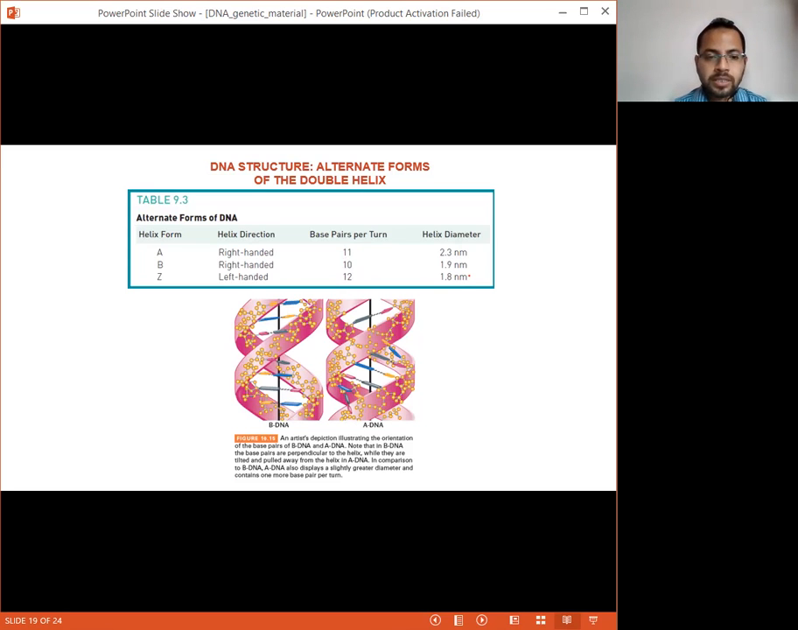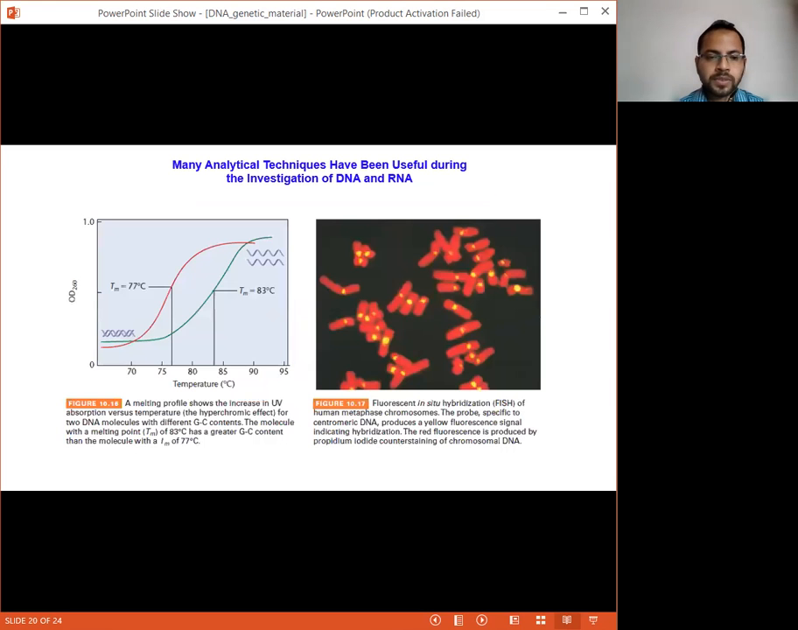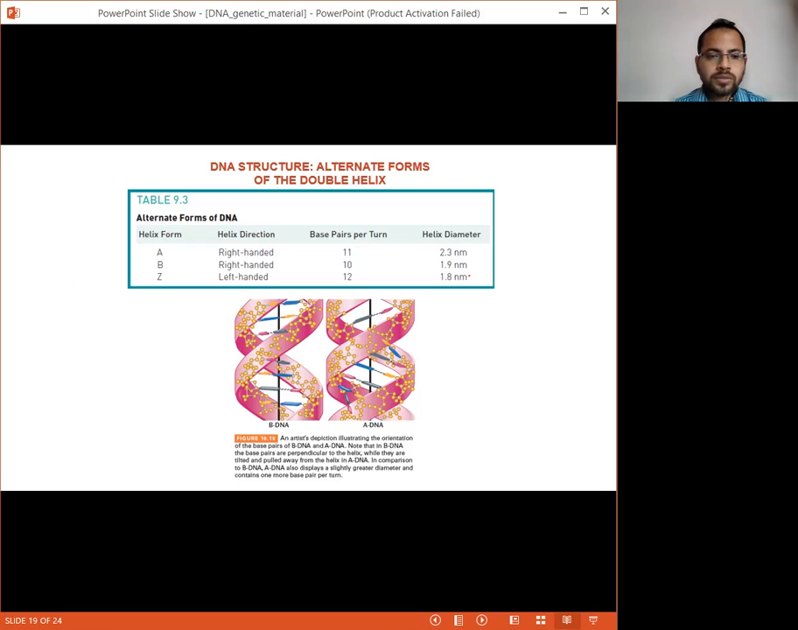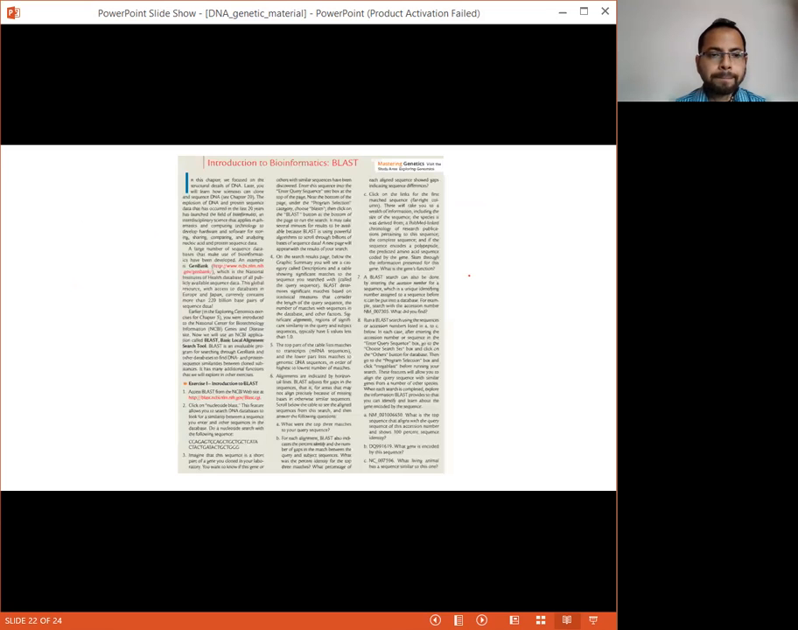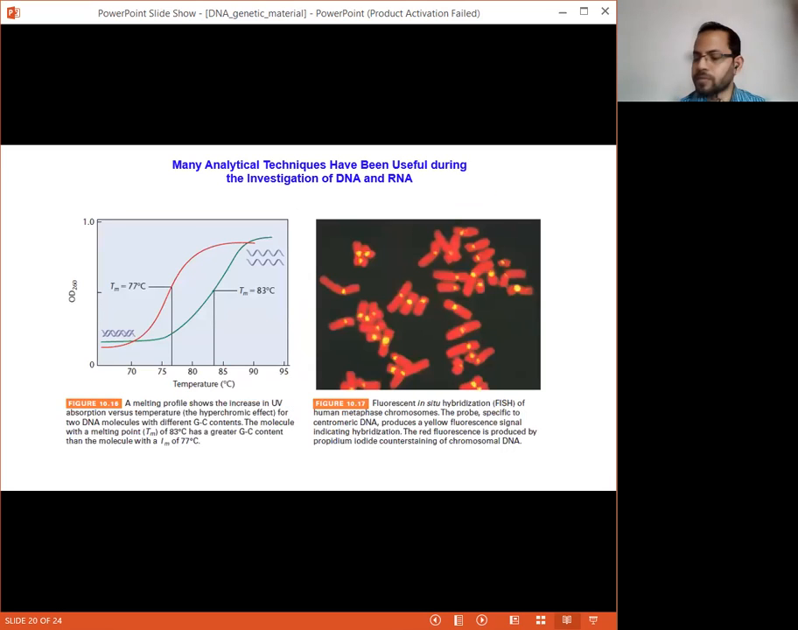So you can see in this diagram also, this is a B type of DNA, and this is A type of DNA. If you look minutely, you can differentiate these two types of DNA. Okay, so a few things are left.